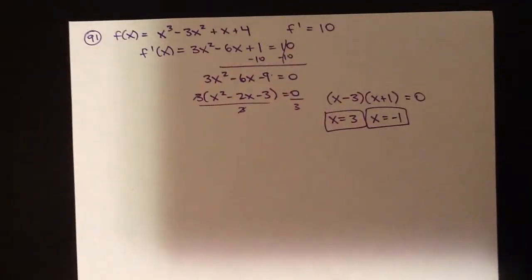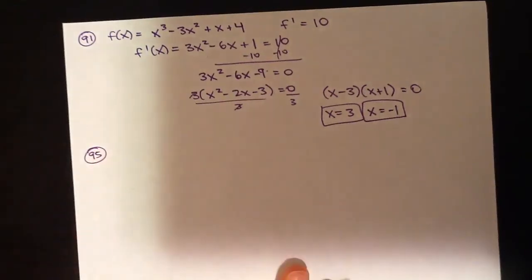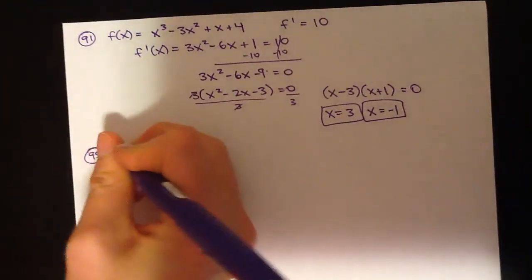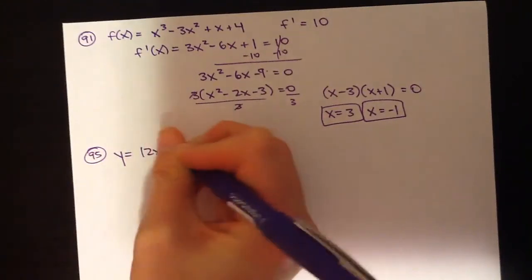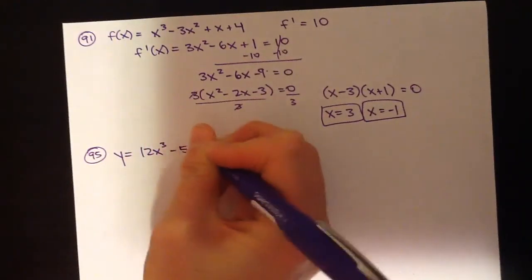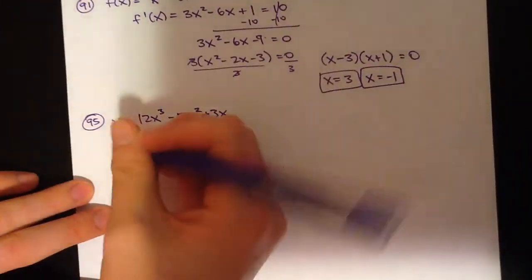All right, so next one, we've got number 95, only two more left. 95, we want to take the second derivative. So the original function is 12x cubed minus 5x squared plus 3x. So you can't find the second derivative without, of course, finding the first derivative.